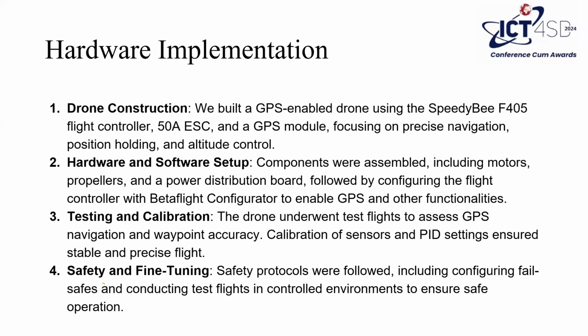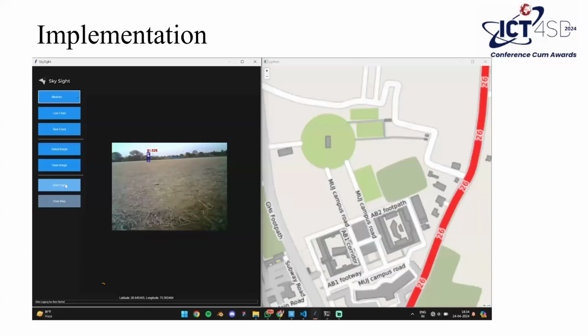Testing and calibration. The drone underwent test flights to assess GPS navigation, waypoint accuracy, calibration of sensors, and PID settings were ensured for stable and precise flights. Safety and flight tuning. Safety protocols were followed, including configuring failsafes and conducting test flights in controlled environments to ensure safe operation. If I have your permission, I have a video for the implementation as well.